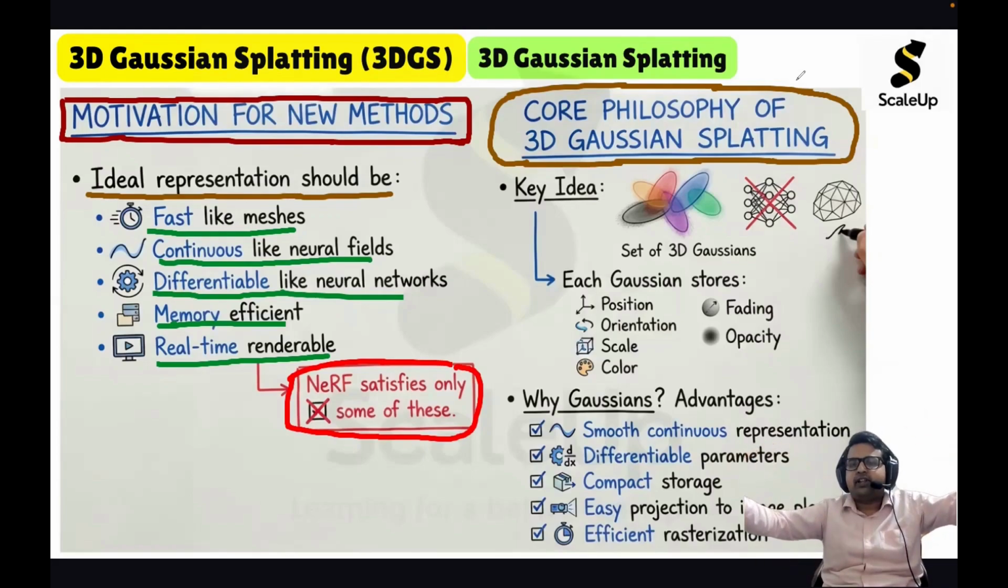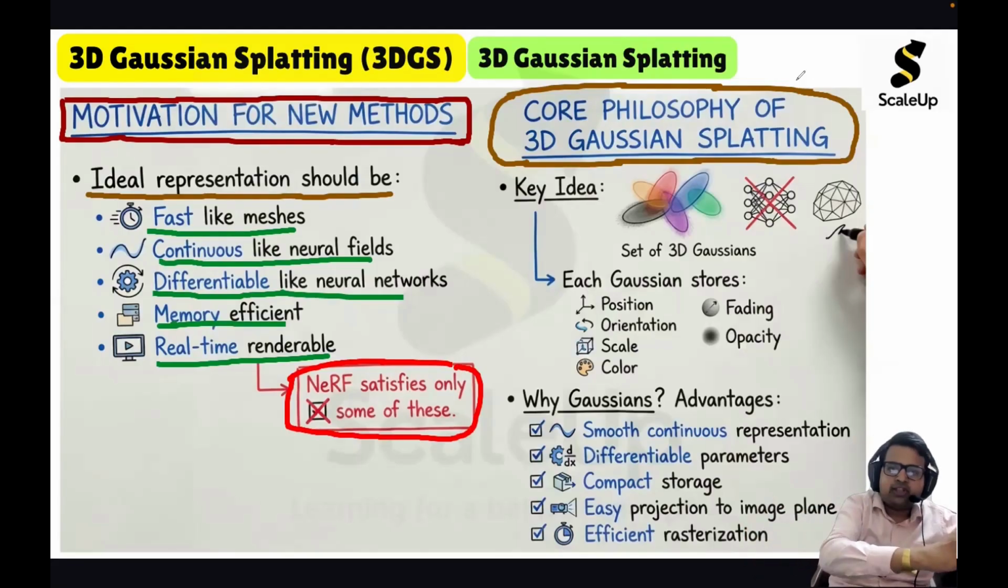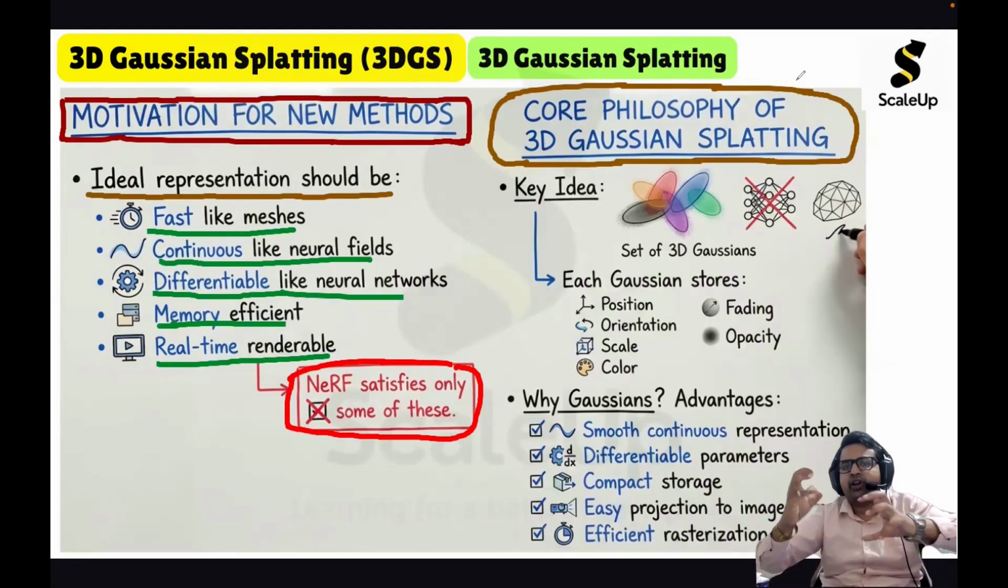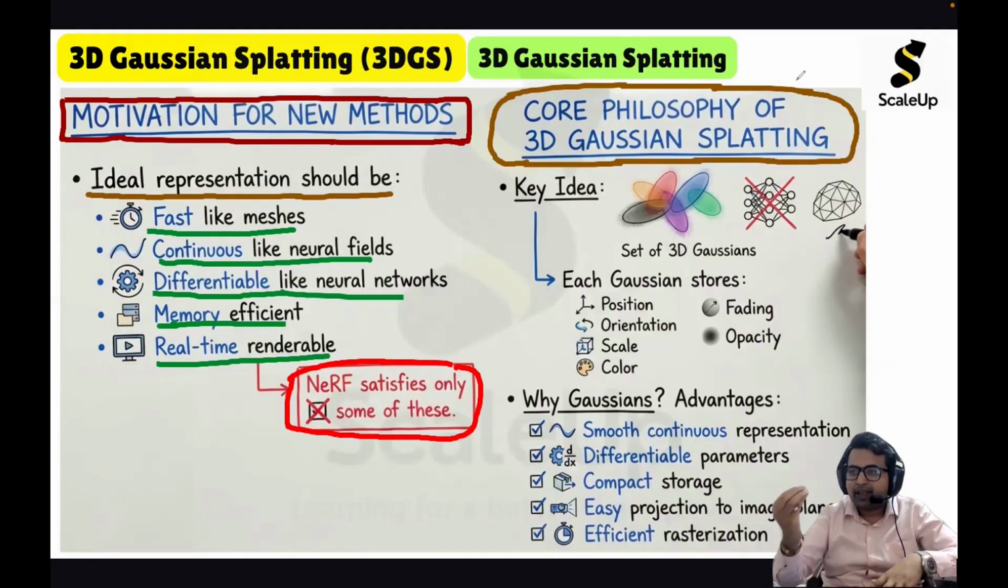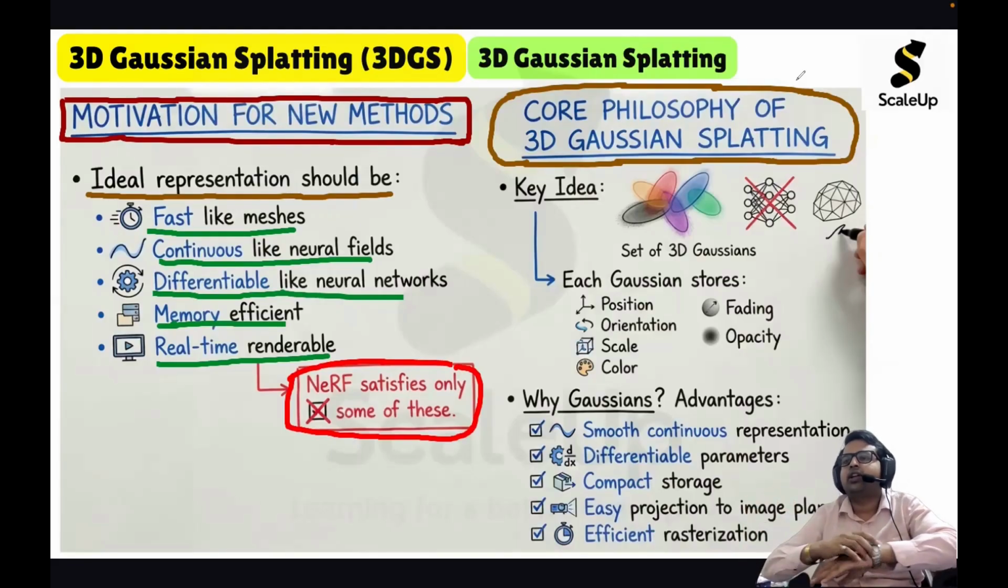I want to represent a scene in 3D space. I want to represent an object in a 3D space. We call it the 3D representation. In the explicit representation, I made use of geometries. I combined the geometries to represent a 3D shape or a 3D scene. In neural radiance field, I made use of a neural network which learned a continuous mathematical function, and that continuous mathematical function represented a 3D scene.